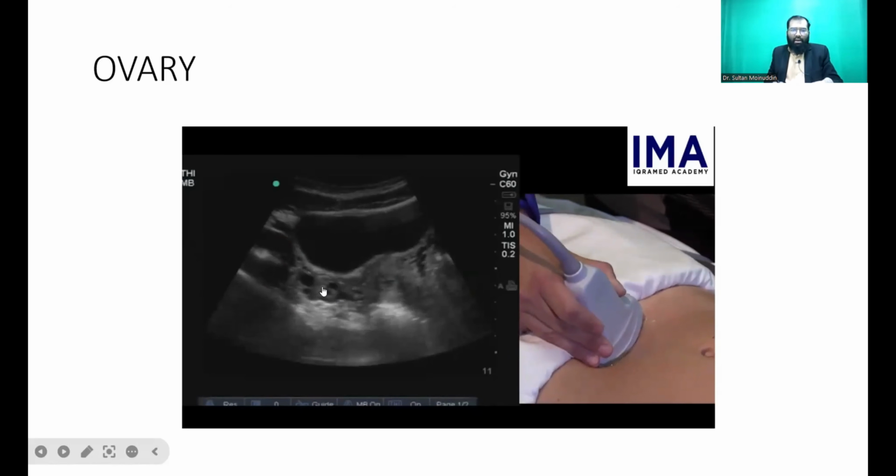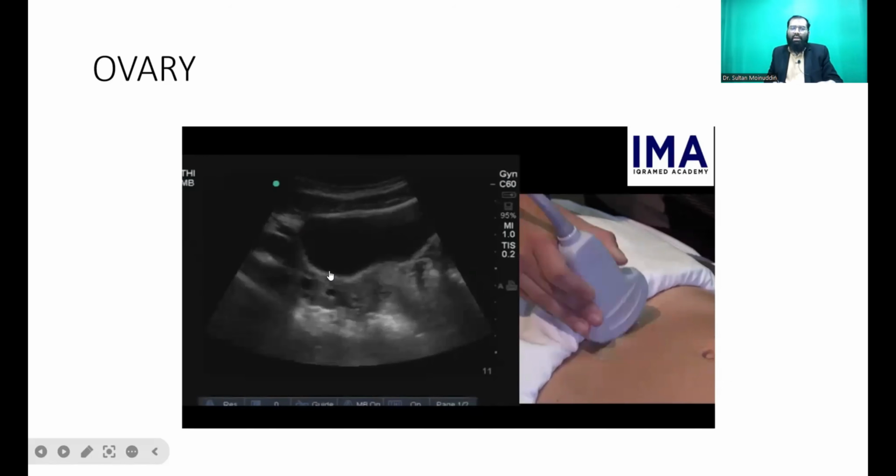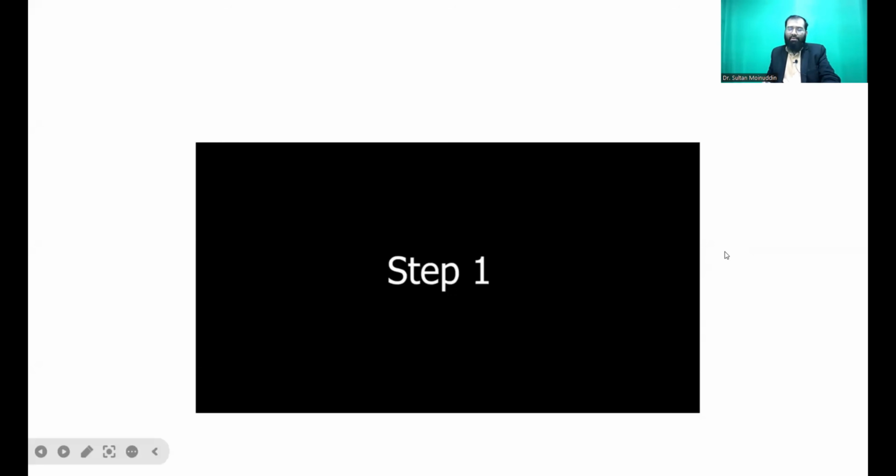Once you come to the ovary, focus the ovary in the center of the screen. You take it along the long section. You can take a dual screen and make it long and trans. And this is how you can take the ovarian volume. Chalo. So I hope the ovarian ultrasound technique becomes very clear through the transabdominal way.